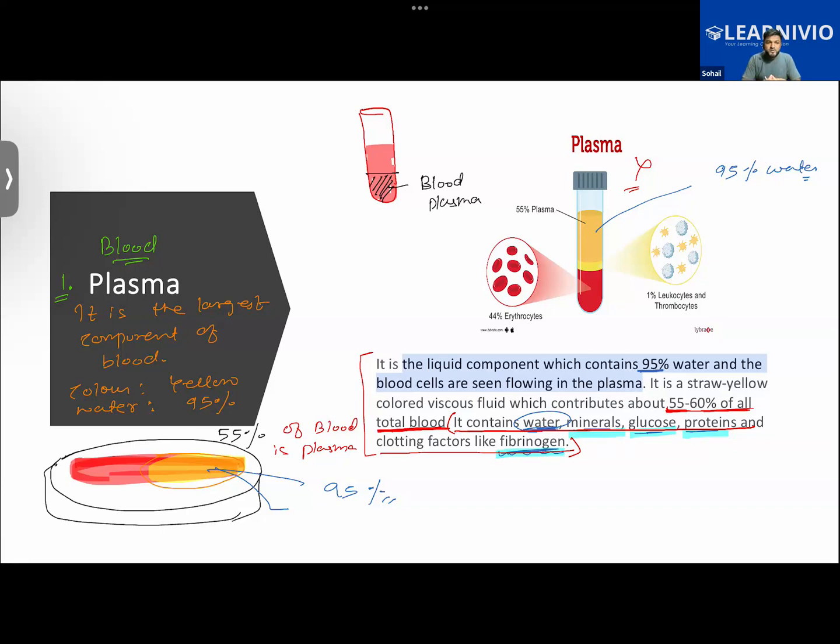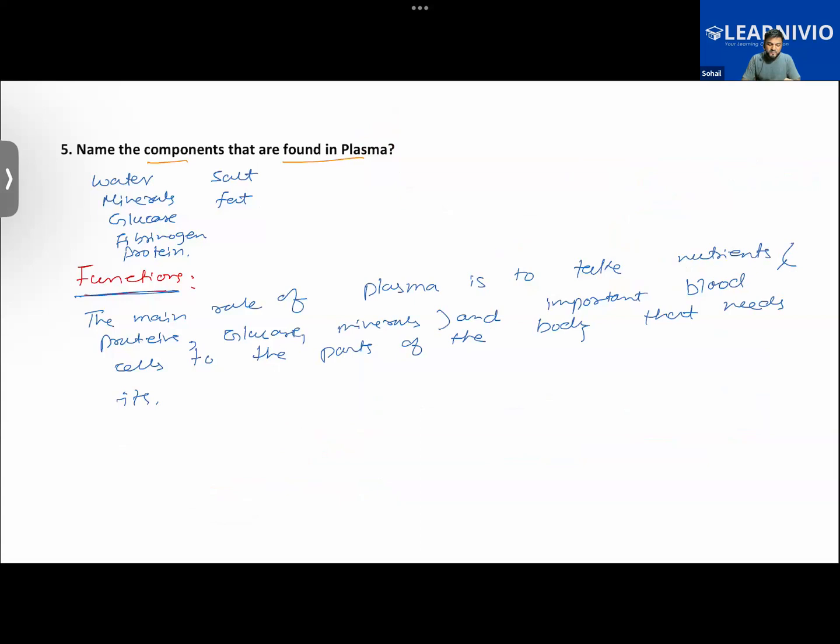Furthermore, we also learned that this plasma contains 90 to 95% just water. Apart from that, it contains minerals, glucose, fibrinogen, protein, salt, and fat. We learned that fibrinogen is a component found in the blood that helps in the clotting of the blood.